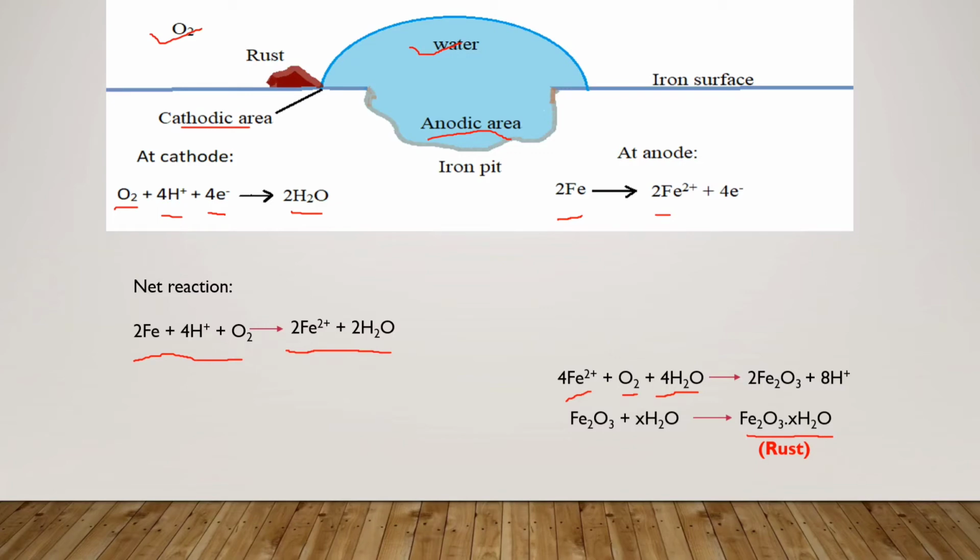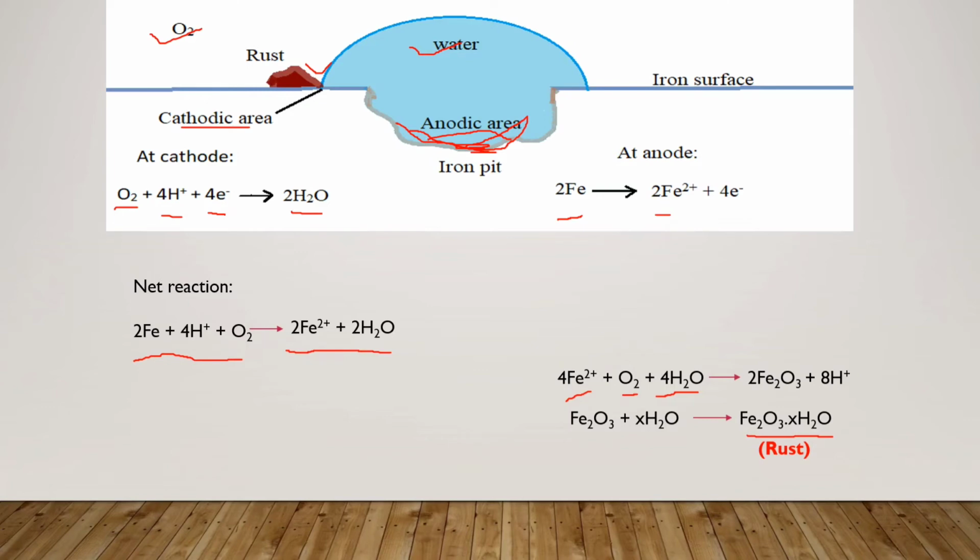We write xH2O because the amount of water in rust is variable. So the iron in this anodic area is getting converted to Fe2+ and finally to rust and getting deposited in this area as rust. So the iron in this area is being consumed, and as a result a pit is developed here, known as an iron pit.